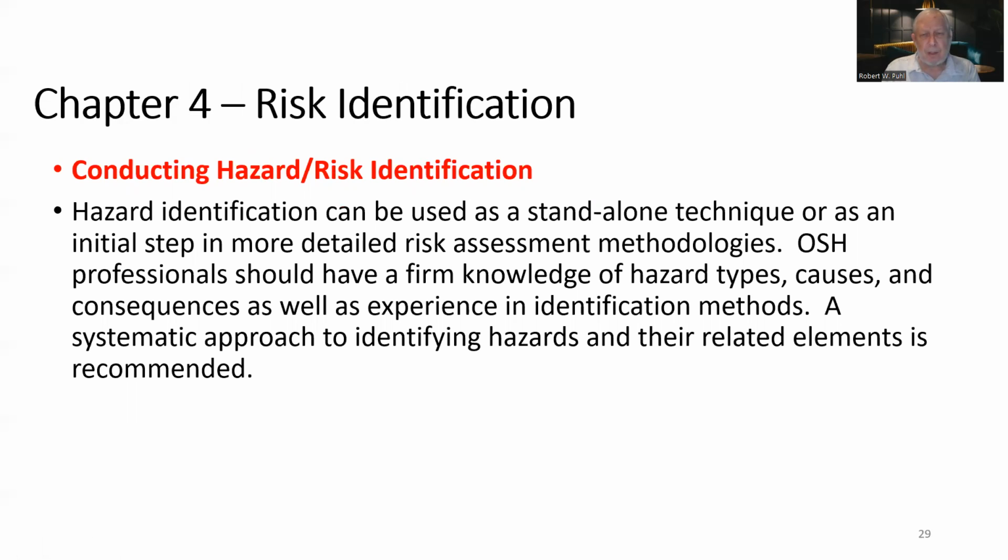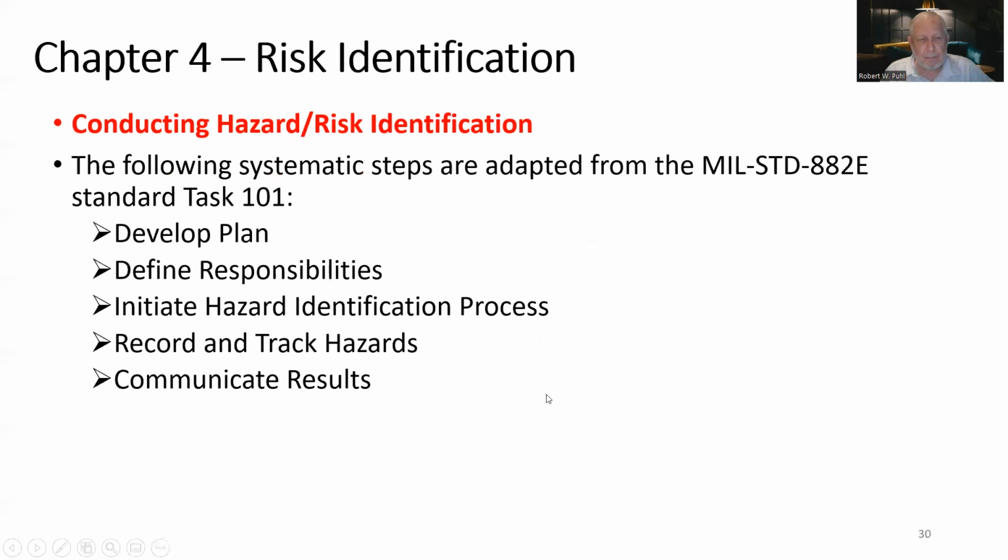Hazard identification can be used as a standalone technique or as an initial step in more detailed risk assessment methodologies. Occupational safety and health professionals should have a firm knowledge of hazard types, causes, and consequences, as well as experience in identification methods. A systematic approach to identifying hazards and the related elements is recommended. The following systematic steps are adapted from MIL-STD-882E: develop a plan, define responsibilities, initiate a hazard identification process, record and track results, communicate results, record and track hazards, and communicate results. This is a good method to follow.